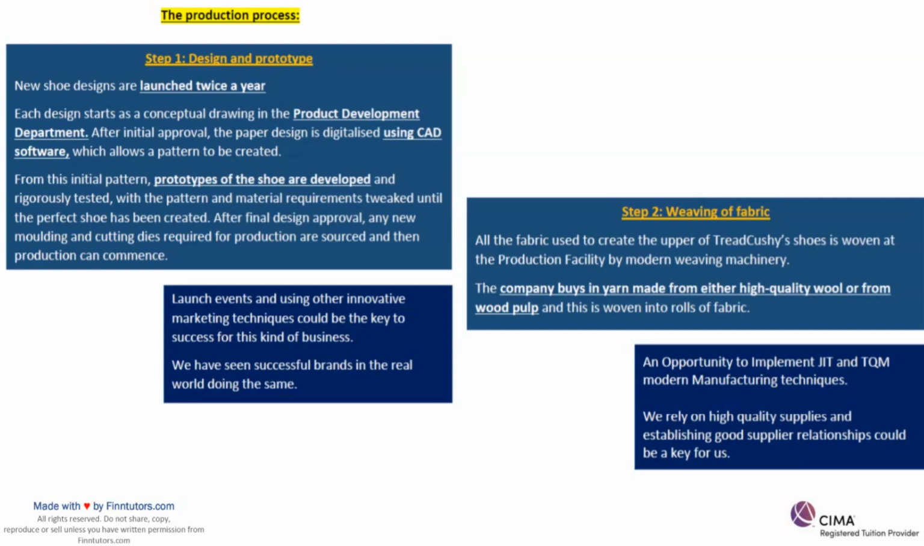We rely on high quality supplies, and establishing good supplier relationships could be key for us. Something very important mentioned here: modern machinery is being used. Management of this machinery, depreciation of this machinery, or refurbishment of this machinery is part of IAS 16, and your impairments IAS, both of them are in the F1 syllabus.